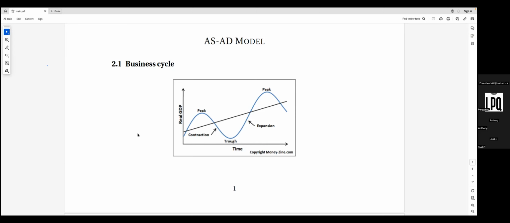Okay, so this long straight line represents the average. This is an average number, average real GDP growth rate after the Second World War.